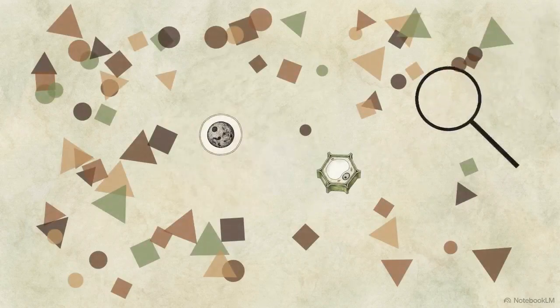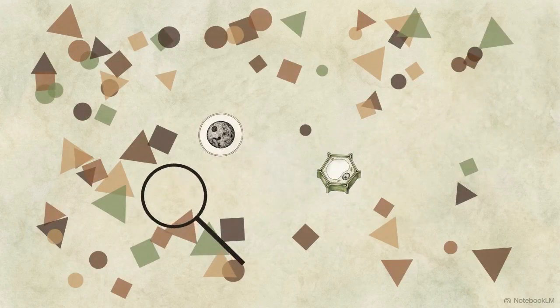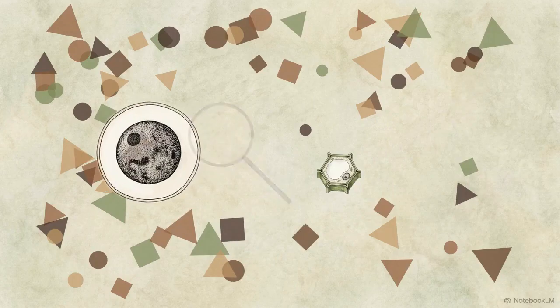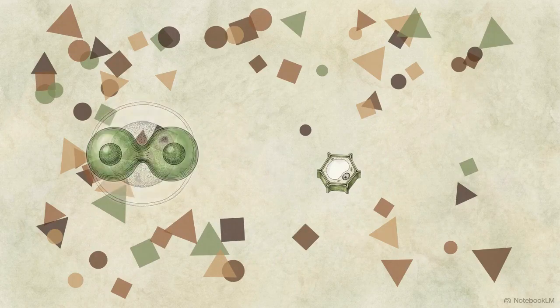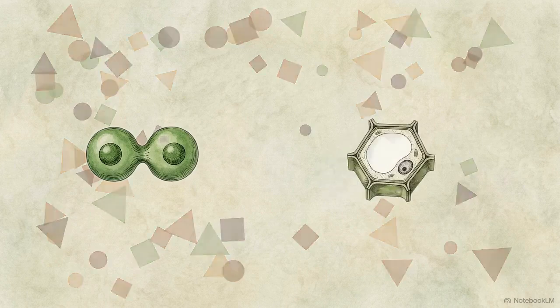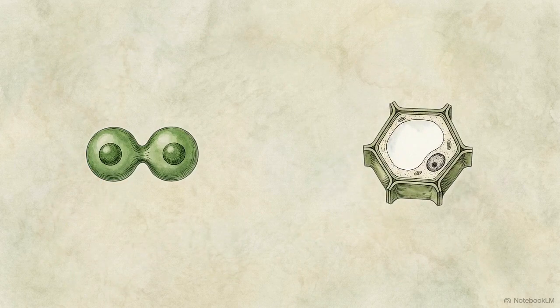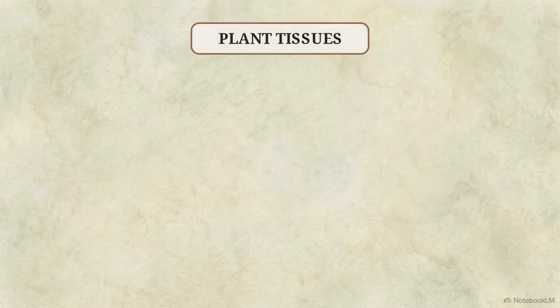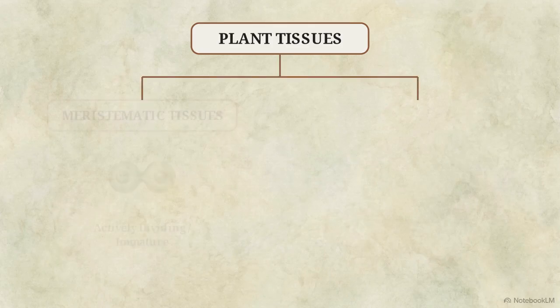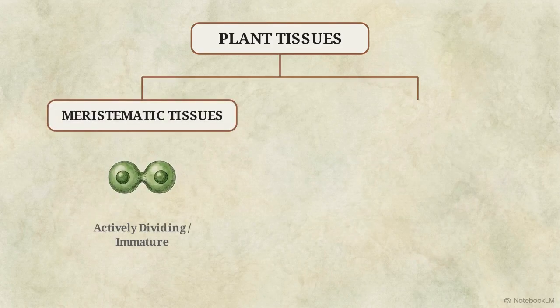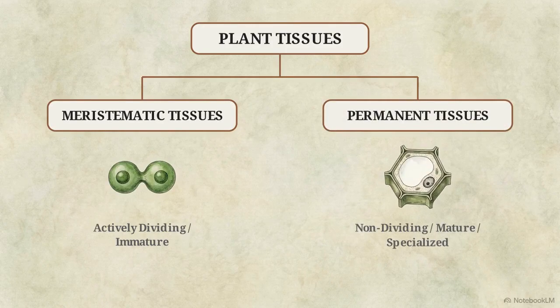To understand the tissues inside a plant, botanists use a single universal rule to classify them: the capacity for cellular division. A cell is either actively dividing or it has stopped. We can map this rule directly onto a master flowchart. All plant tissues split into two definitive branches. First, we have meristematic tissues, which are actively dividing cells. Second, we have permanent tissues, which are non-dividing, mature cells.